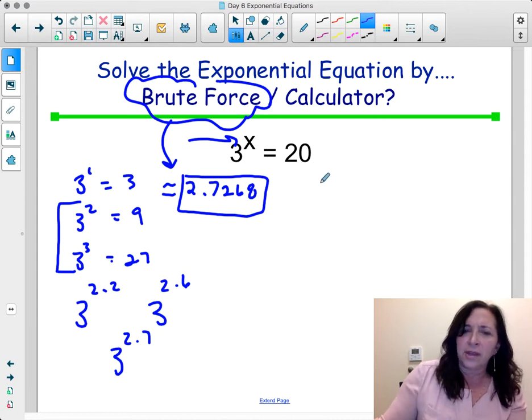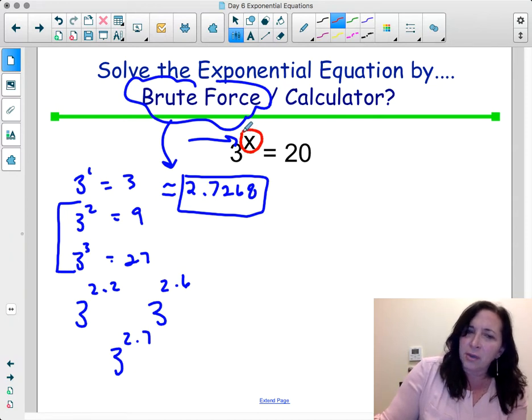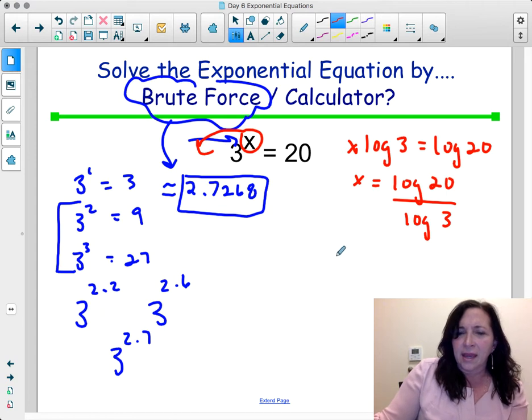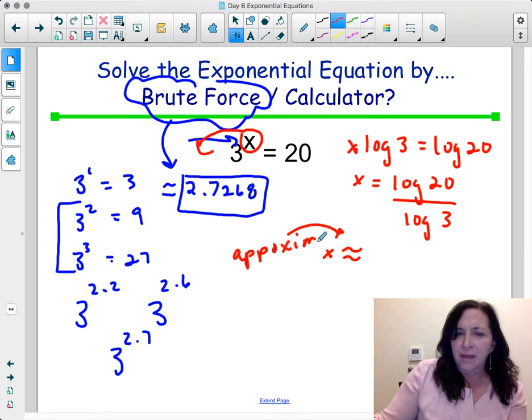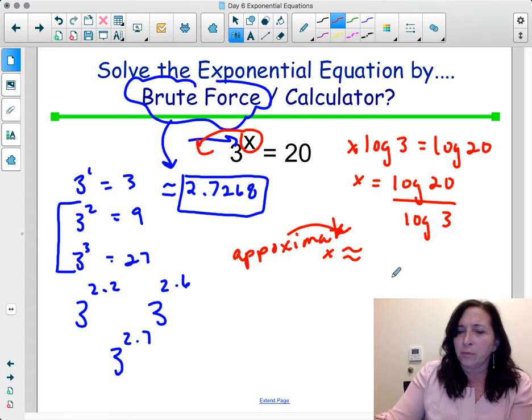Well, what we do, if you haven't guessed already, is we log it. And basically, remember, the inverse of an exponential equation is a logarithm. And so you're going to have x log 3 is equal to log 20, which is the same thing as x equals log of 20 divided by log of 3. And again, when you do these problems, these little squiggly lines here mean approximation. That means approximate, okay? Because we're approximately trying to find the answer. We're going to be cutting off these decimals when we write our number out.